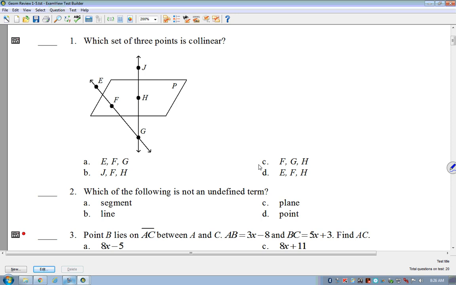Let's see, you should see E, F, and G are in the same line. You could look at all the rest of them. You know, if it will form a triangle, then they're not collinear. Okay, so JFH forms a triangle. FGH forms a triangle. Yeah, 3 non-collinear points make a plane. All right, we're just looking for a line. And what, EFH, there's another triangle. All right, so we want 3 collinear points. Okay, so that's what we get. We get A for an answer right there.